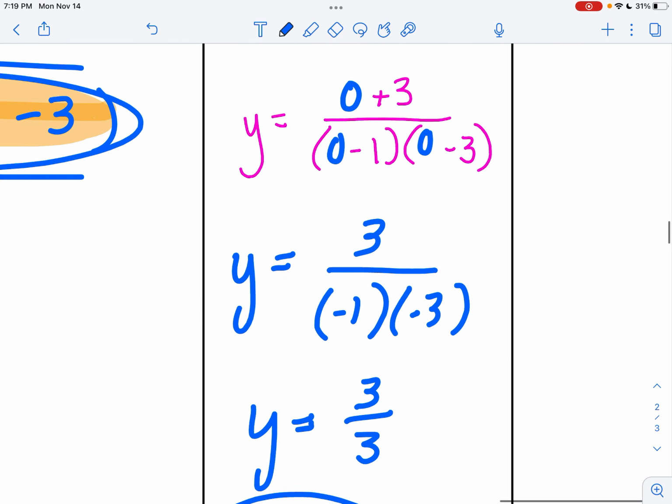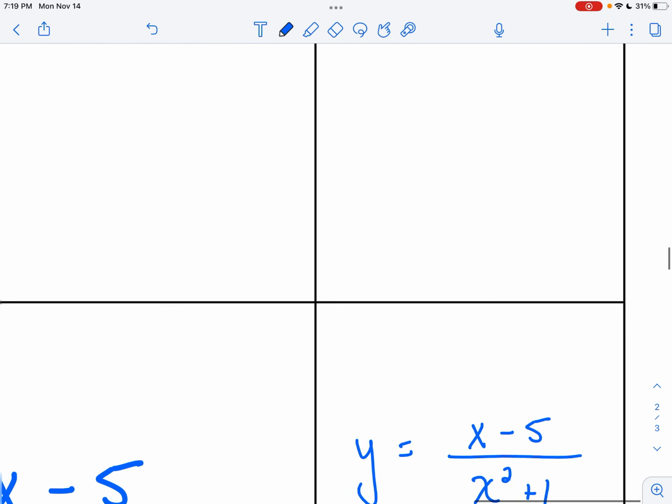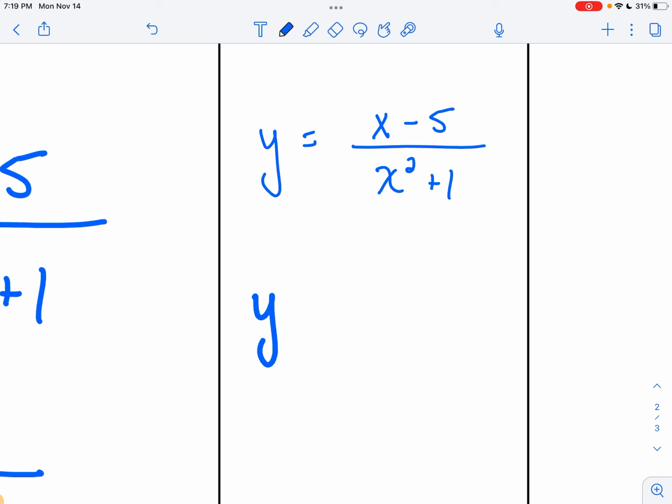And now I need to do, what is this one? Y-intercept. Which means x is 0. Okay, so y equals 0.